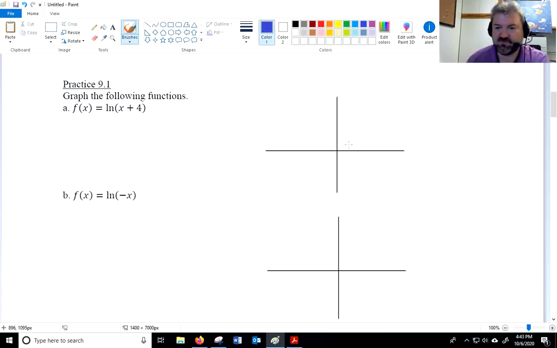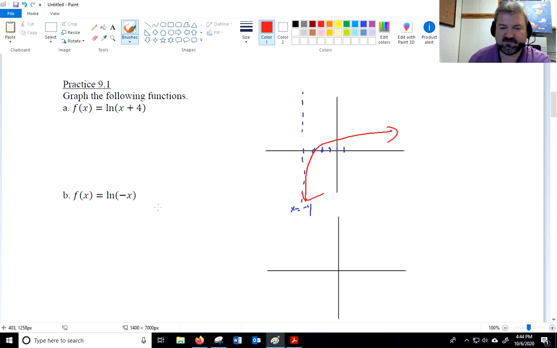We know that it goes through 1 normally on the x-axis, but this is going to shift to the left 4. So 1, 2, 3, 4. So it's not going to go through negative 1, 2, 3. I didn't go far enough. Here it is, negative 4. It's got a vertical asymptote at x equals 0, so now that's going to be at x equals negative 4. And then the graph will come up like that and then curve like that.